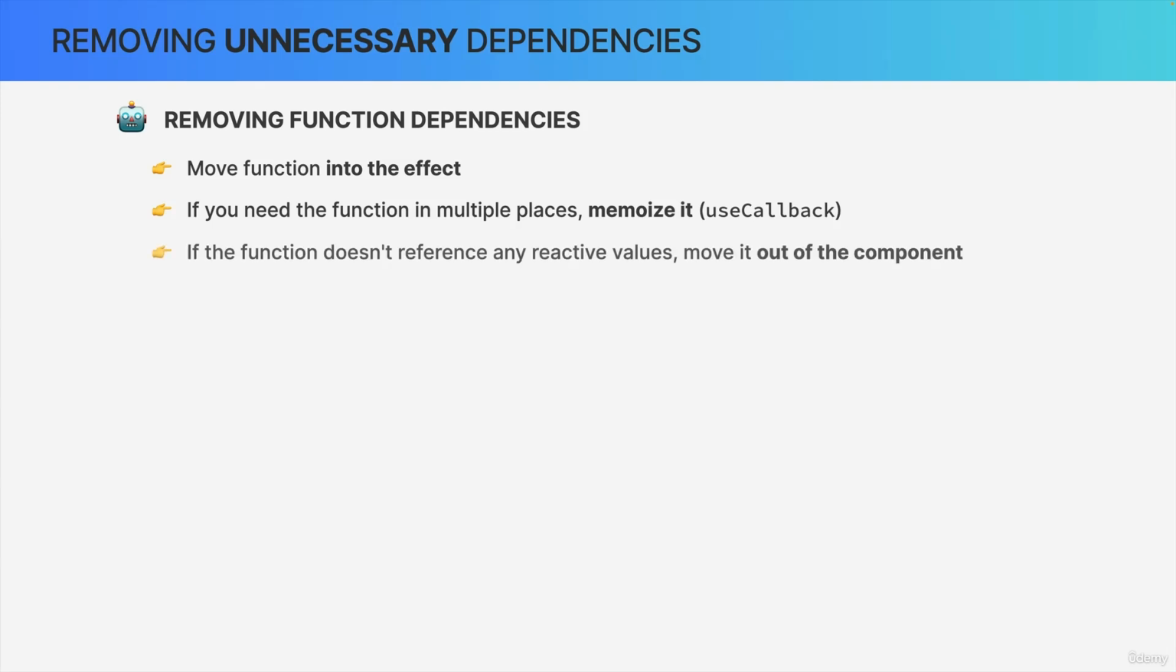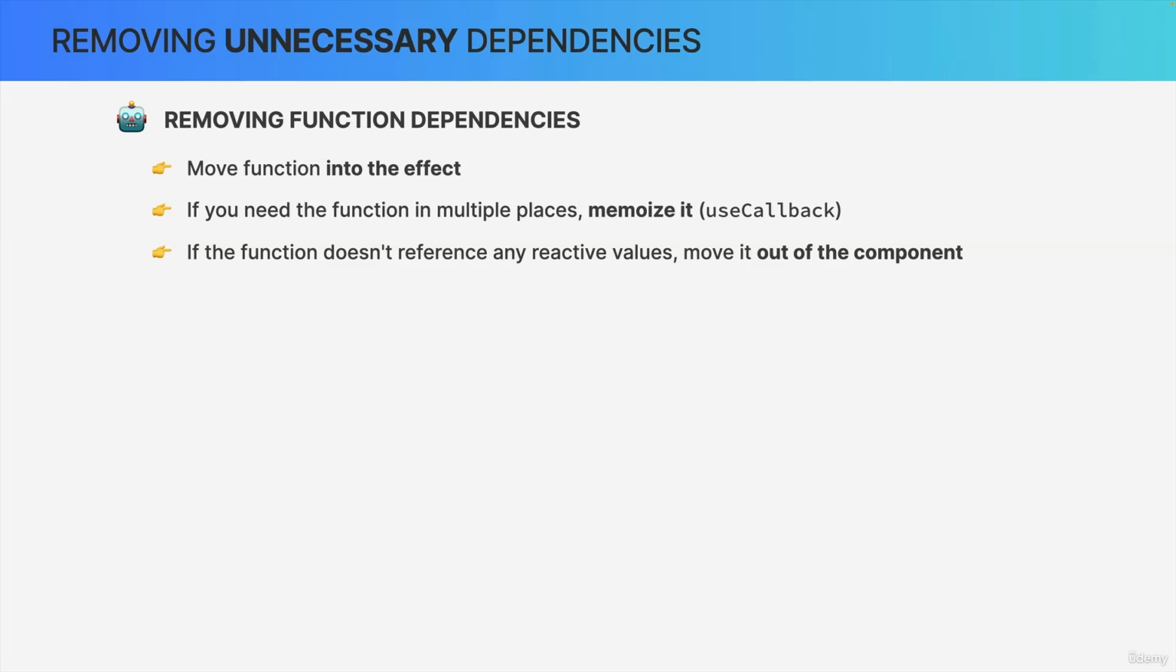Also, if the function is not a reactive value itself, so if it doesn't use any reactive values inside the code, then you can just move it entirely out of the component, because it's not really a dependency anyway. And so by doing this, the function then doesn't need to be recreated on every render.